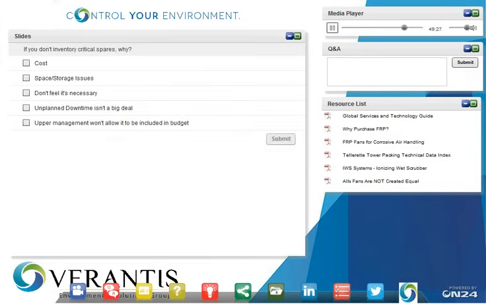Last poll question we have for today is, if you don't have an inventory of critical spares, what's the reason behind that? Cost, space, not needed, downtime isn't a big deal, maybe shut down every week, or upper management doesn't allow it in the budget.